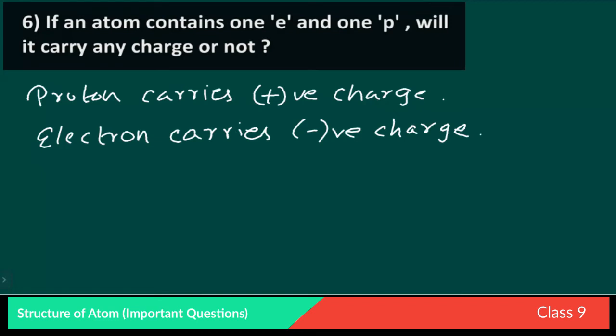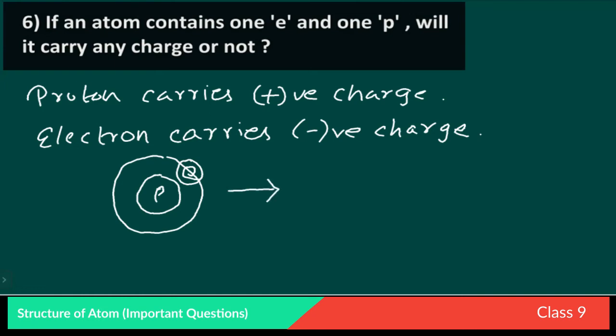Now, in the question, it is said that if an atom contains one electron and one proton, will it carry any charge or not? So if an atom contains only one proton and in the surrounding shell it contains only one electron, what will it do? It will neutralize the positive and negative charge, right? So the atom will be neutral in nature.